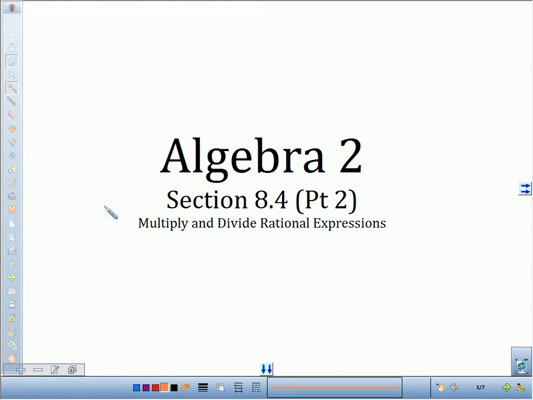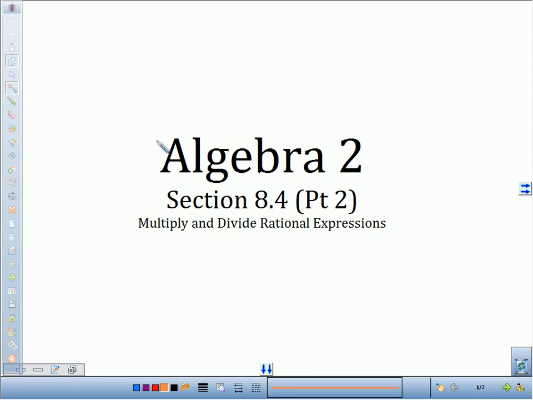These are the notes for Algebra 2, Section 8.4. This is the second part of 2 for Section 8.4. The first part dealt with simplifying rational expressions. Now we're going to multiply and divide rational expressions.